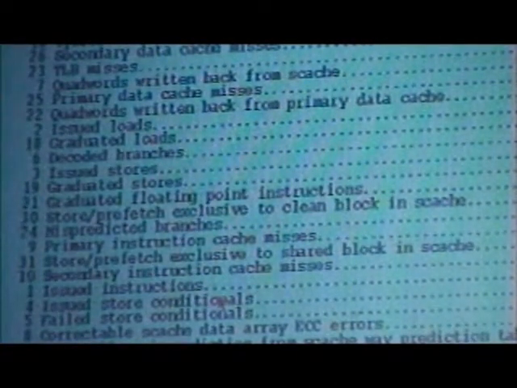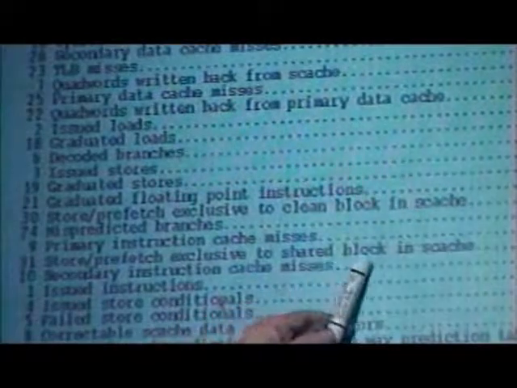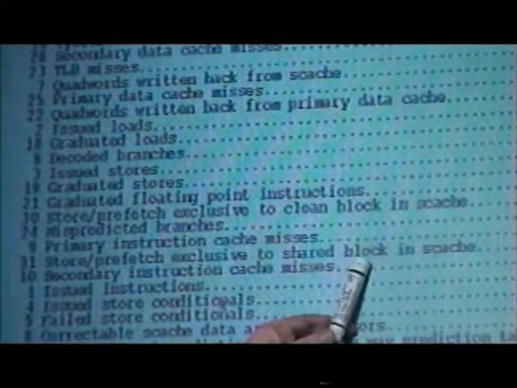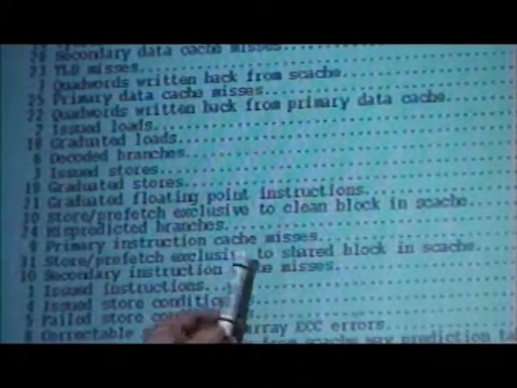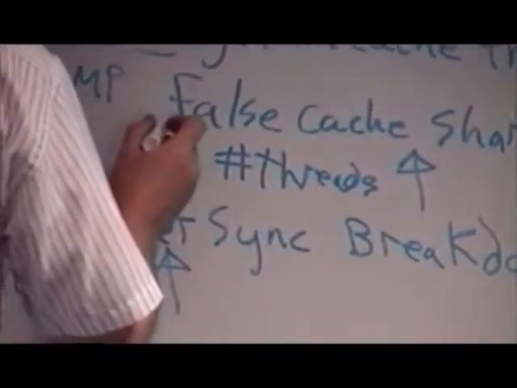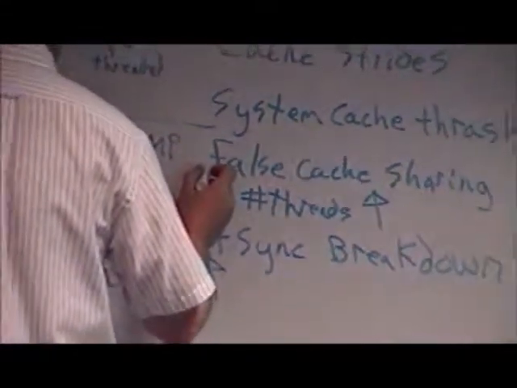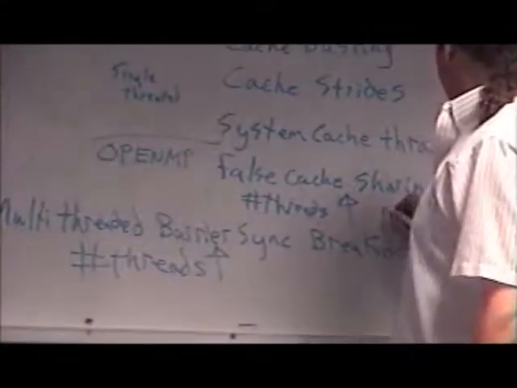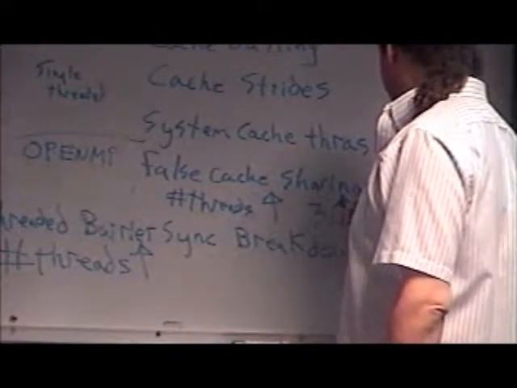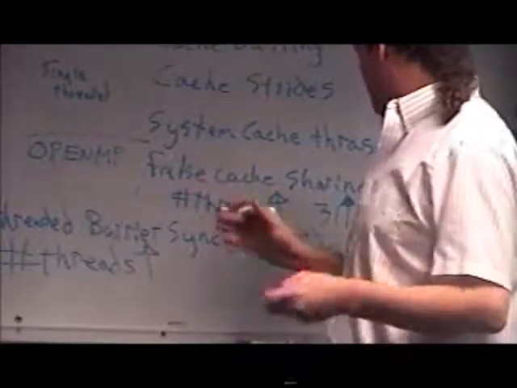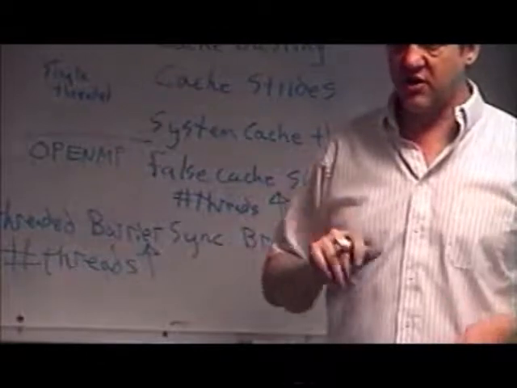Okay. The one that I'm more interested in is down here. 31 says I wrote exclusive to a shared block in secondary cache. So the shared block in secondary cache is an indication of false cache sharing. And that was event 31. So if I have event 31 showing up down here, as the number of threads goes up, event 31 also goes up. So as my threads go wider and wider, I get more of these stores to a shared cache line.